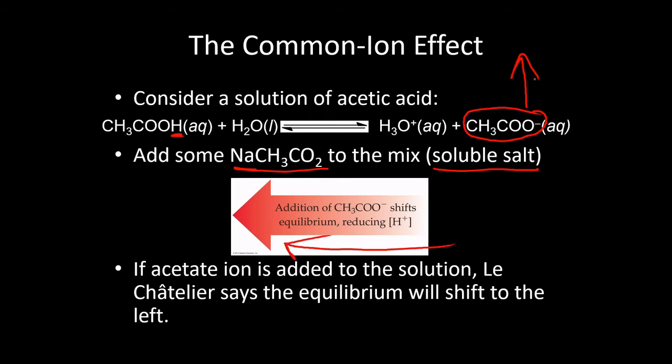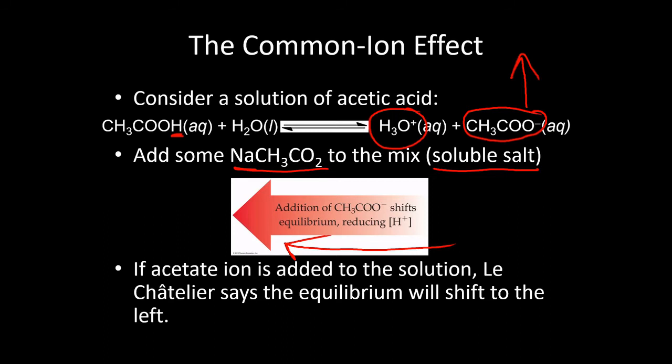Because if we artificially increase the amount of this, the equilibrium is going to try to get back to where it was before it was artificially changed, and so the only way it can do that is by consuming some of that acetate. So it's going to shift the equilibrium, reducing not only the amount of acetate, but also the amount of H+, since that's also on the right side of the equation.